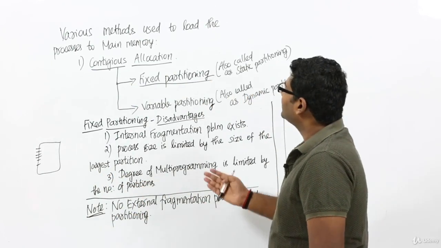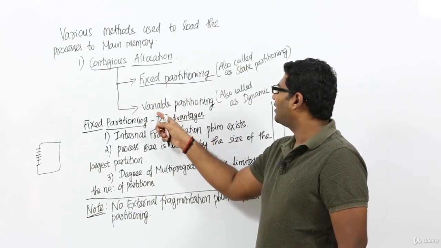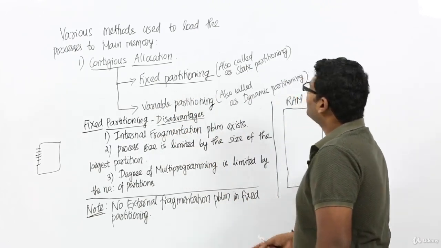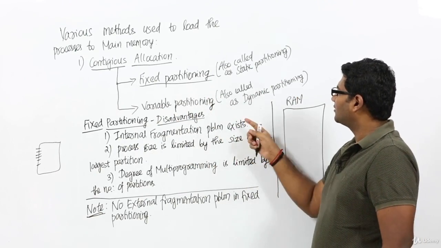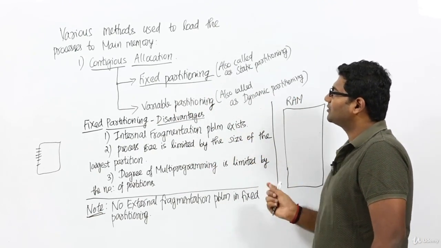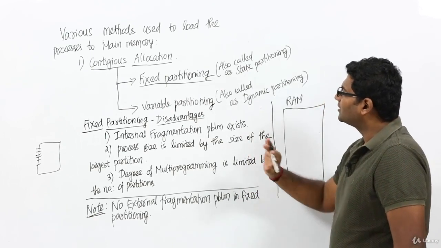Fine. Now contiguous allocation is of two types. One is fixed partitioning, and another one is variable partitioning. Fixed partitioning is also called static partitioning, whereas variable partitioning is also called dynamic partitioning. Let's see first what is meant by fixed partitioning. See, fixed partitioning is very simple.